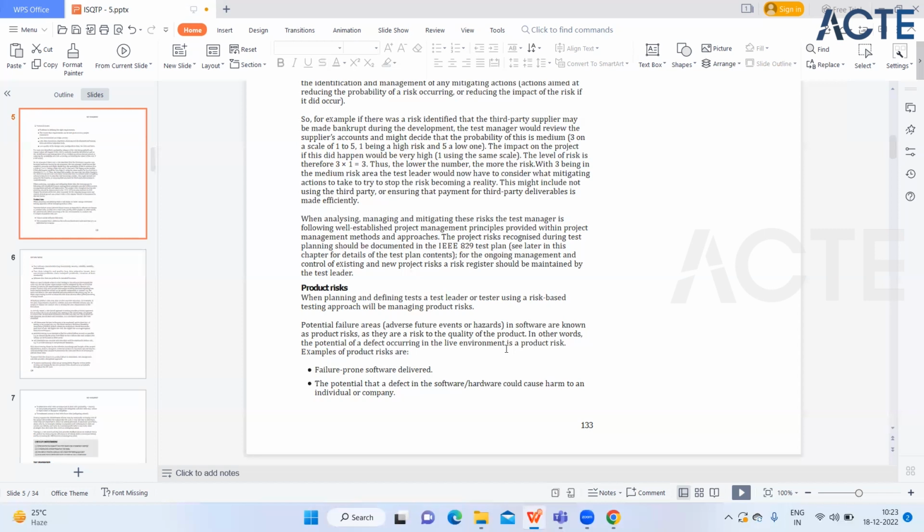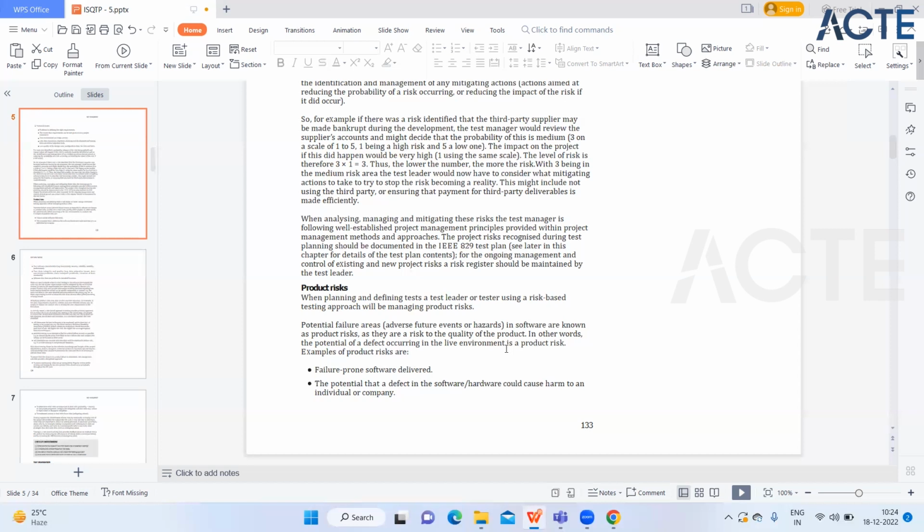Now, examples of product risk are failure-prone software being delivered, and the potential that a defect in the software or hardware could cause harm to an individual or company. For example, that kind of defect comes in the software or hardware and could cause harm to an individual or company. You have not tested it properly on all the defined environments, and you have just delivered your code. So what will happen?